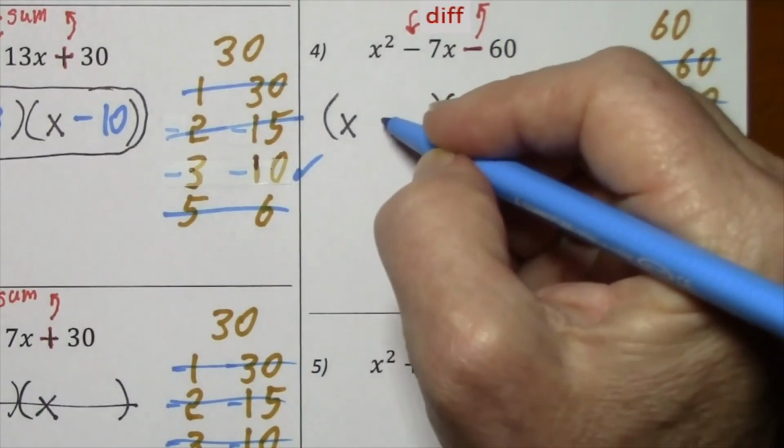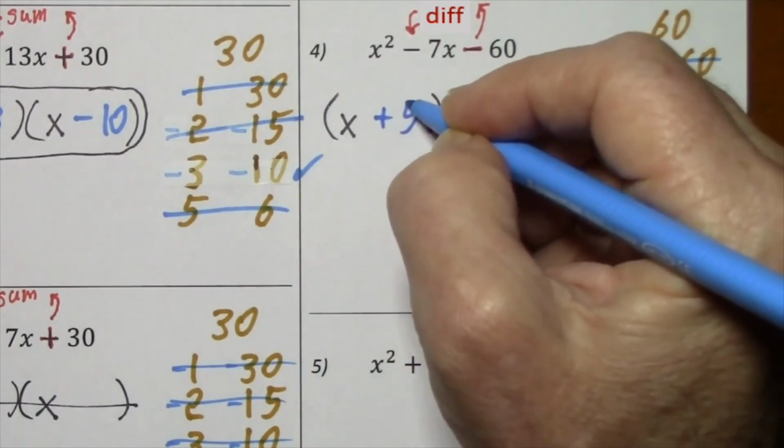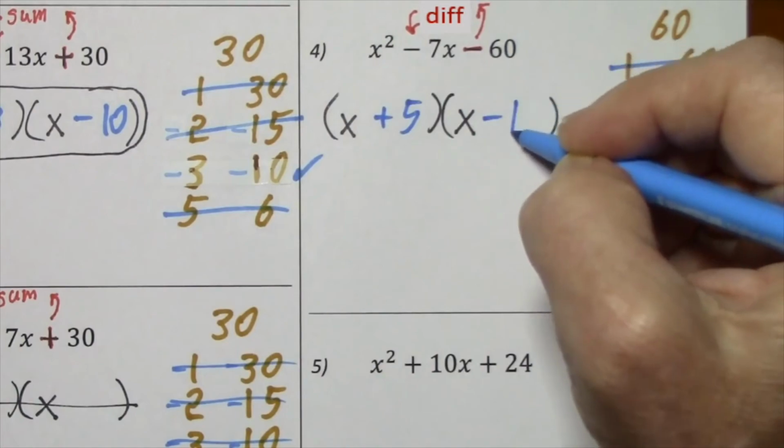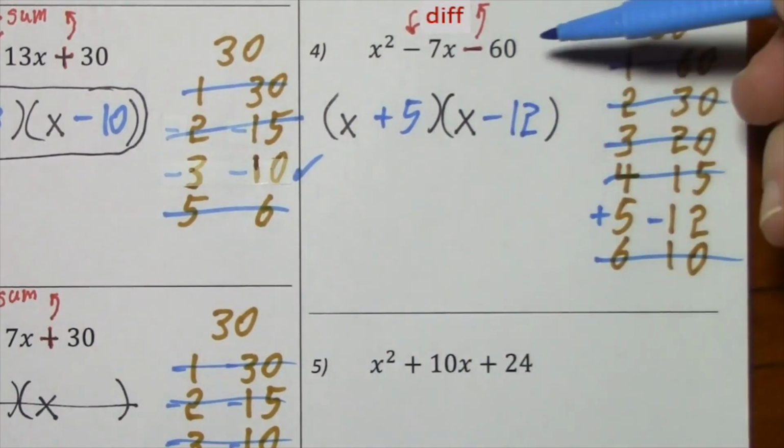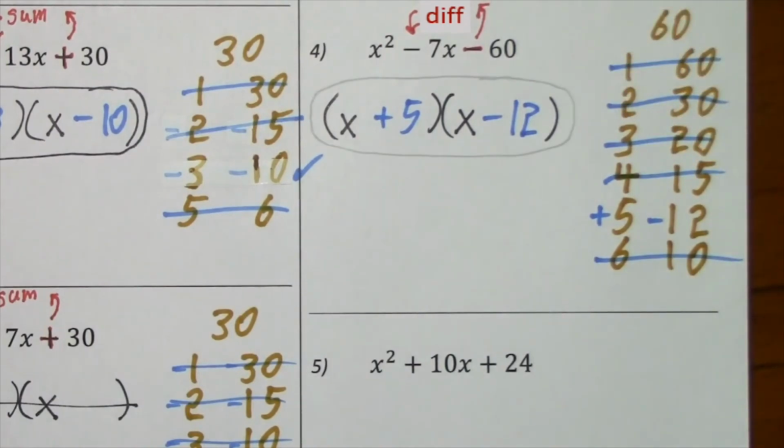So we simply plug in +5, -12, and we have the factored form of our original trinomial.